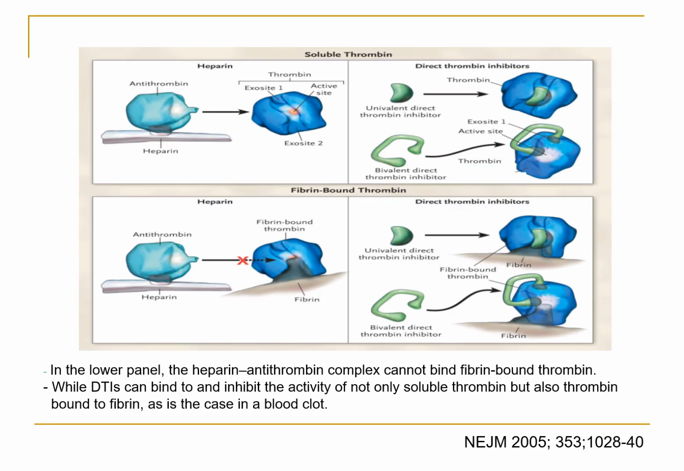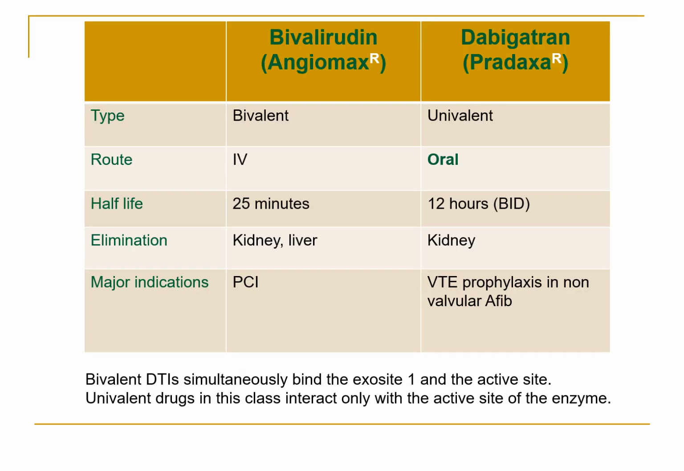So this figure is showing us why heparin does not inhibit the fibrin-bound thrombin, whereas it inhibits the soluble thrombin, simply because heparin is too big and would not really be able to reach the site of action in the fibrin-bound thrombin. Well, this is not the case for the direct thrombin inhibitors, and we have two types: the univalent ones and the bivalent ones. So we have dabigatran, we already mentioned it, and we also have bivalirudin. Bivalirudin is given IV, so it is a parenteral anticoagulant.